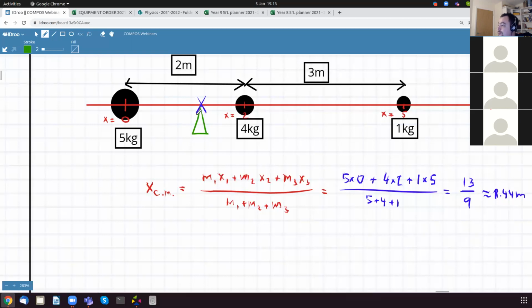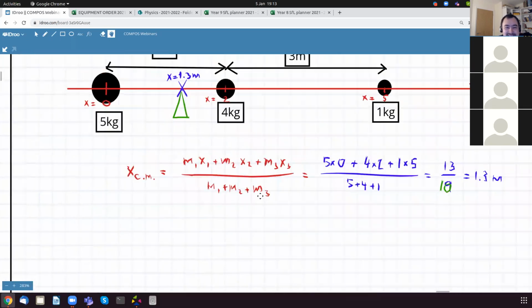Oh, of course. How did I get 9? 10. 1.3 meters. So this is x equals 1.3 meters. I'm very sorry for those mistakes.